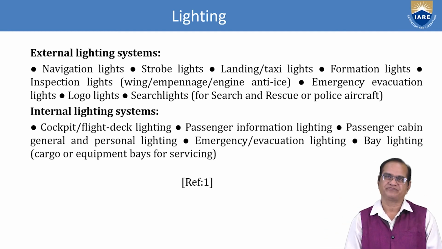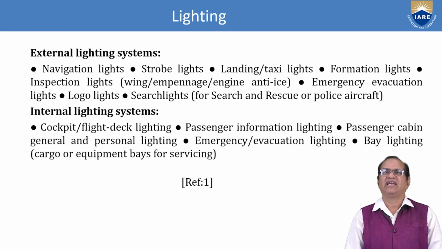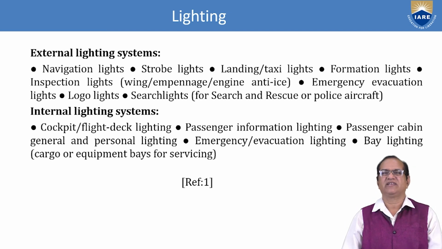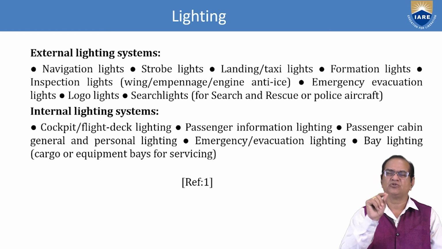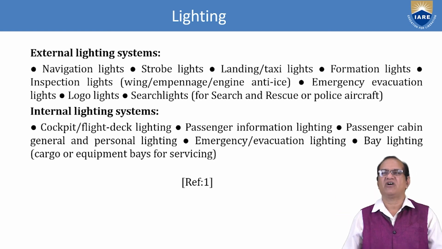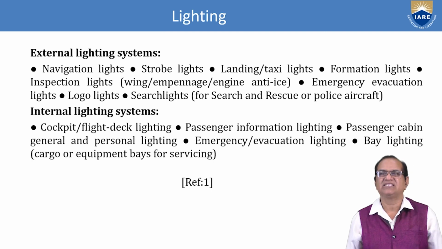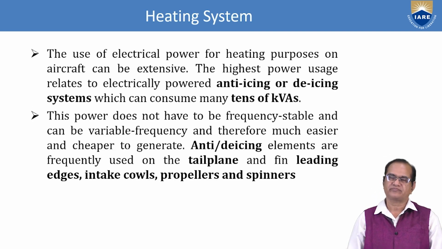If you talk about the internal lightings, these lights are cockpit flight deck lighting, where the pilot is, you want to observe this thing, these lights should be illuminated. Passenger information lights, passenger cabin, general and the personal lighting, emergency evacuation lighting, bay lighting, cargo or equipment bay for the servicing. These lights to be used.